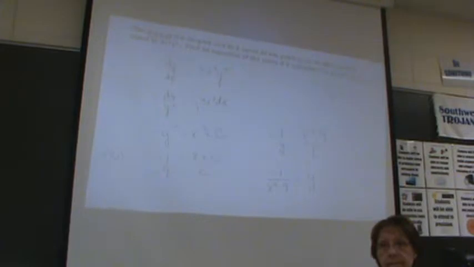We do have an initial value at (2, 1). So we're going to have negative 1 is equal to 8 plus c. c is negative 9. So we have negative y to the negative 1, which is negative 1 over y, equals x cubed minus 9. I would like to solve this for y if possible, and it is possible. y is going to equal negative 1 over x cubed minus 9. Is everybody okay with that transformation? Okay.